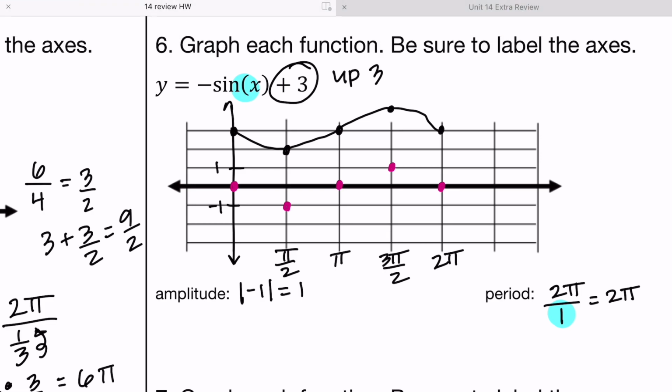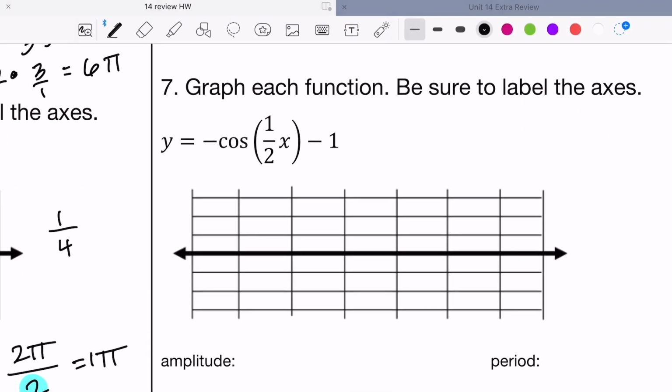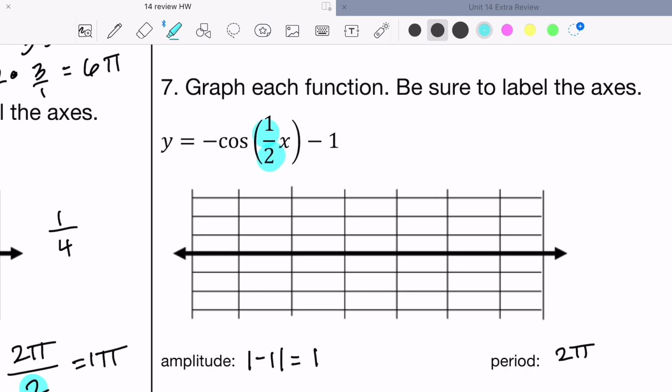Okay, number 7, this one has a couple of things going on. It's going to be negative cosine, so it's not going to start at 0, it's going to start below, so it's going to make the sad face. And then the amplitude, pretty straightforward, is going to be 1, and the period is 2 pi divided by the number before x. So this is actually going to be 1/2, and when I do copy dot flip, meaning I flip the second fraction, that's going to end up changing to 4 pi.